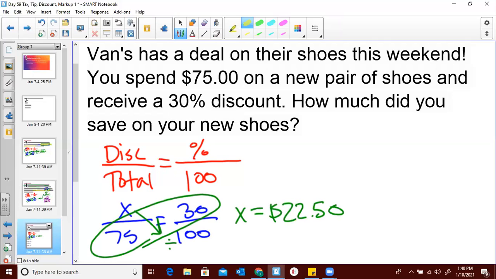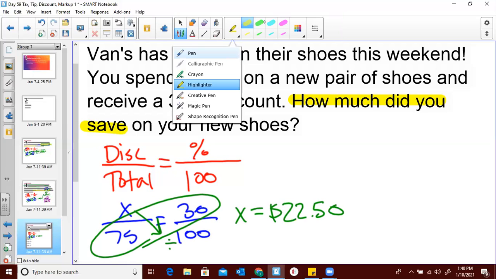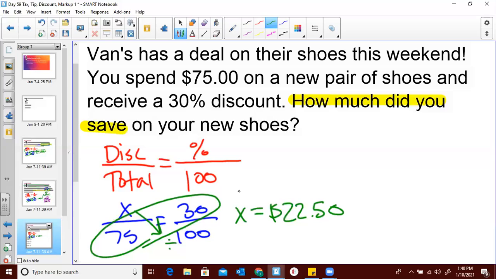Again, we look at this question. How much did you save on your new shoes? How much did you save? If it's asking us how much we saved, it's asking us what our discount was. And we know that X was in fact our discount. So our answer is just $22.50.